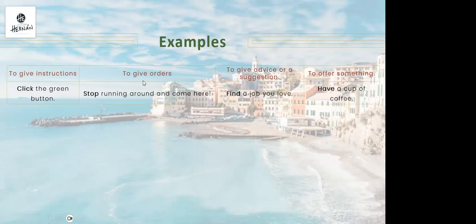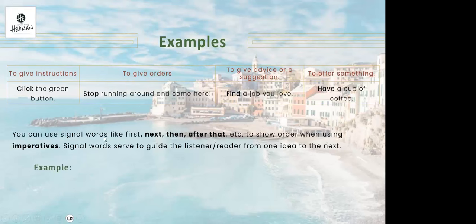We also use imperatives to give orders. Here's an example: stop running around and come here. We also use imperatives to give advice or a suggestion: find the job you love. And finally, to offer something, for example: have a cup of coffee.